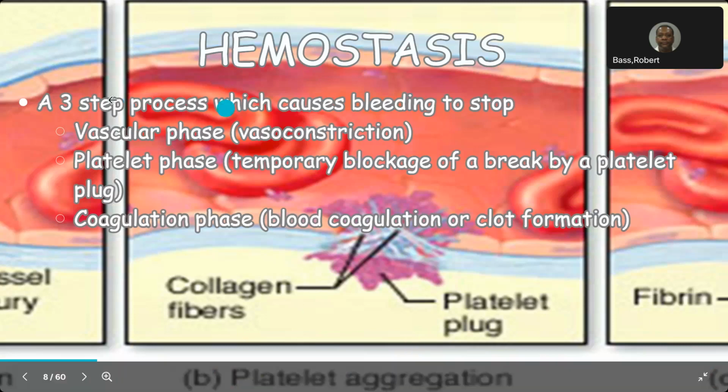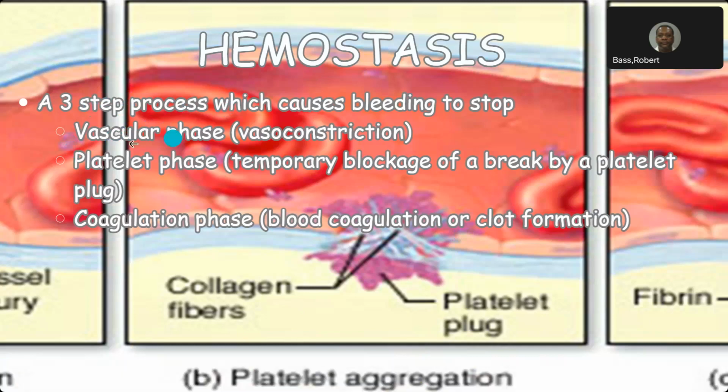There is a three step process. The first step is vasoconstriction, and this allows less blood to be lost from the body. Then the second step is the platelet formation. In the platelet formation, the platelets basically stick together to form a plug at the break in the blood vessel. And then the body releases what's called fibrin. This is going to be the coagulation phase. The body releases this fibrin, and this fibrin acts like a glue to make the clot, or that plug, a lot stronger.